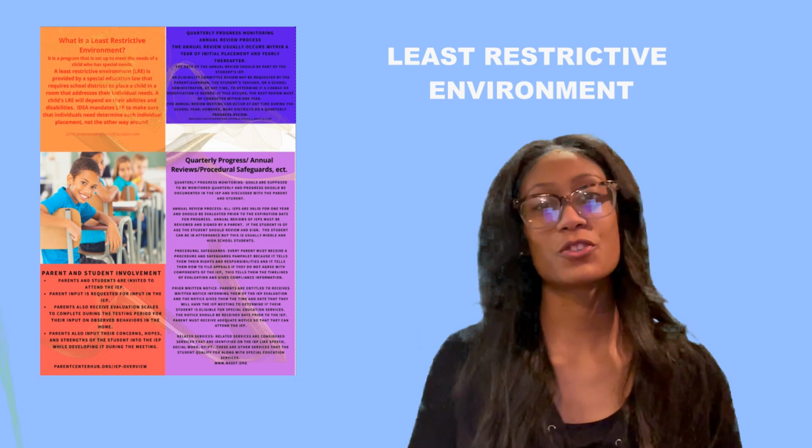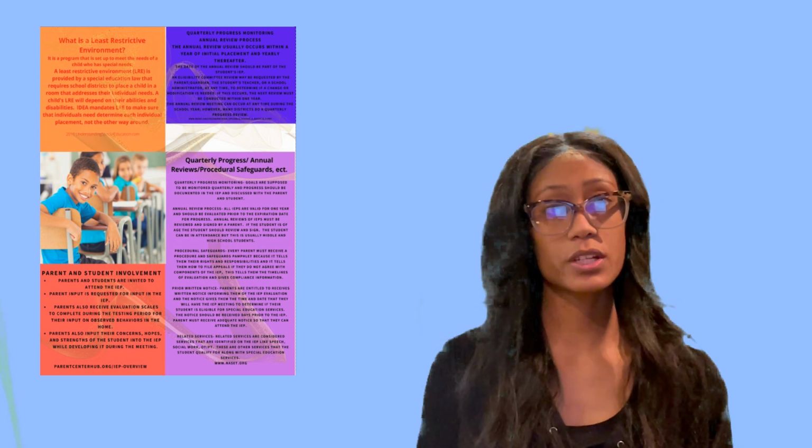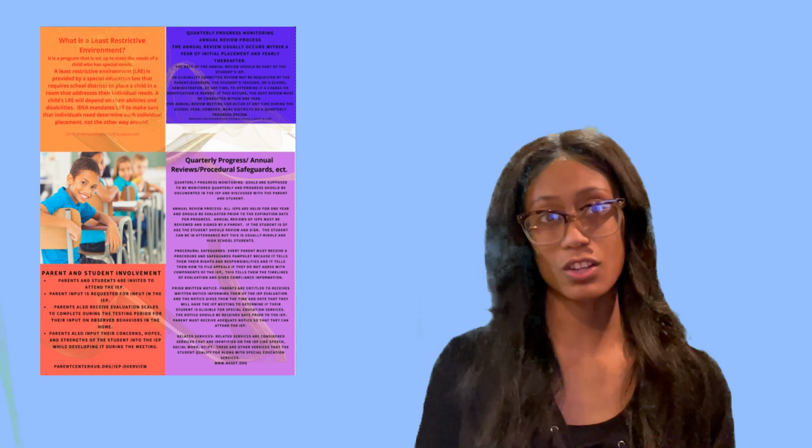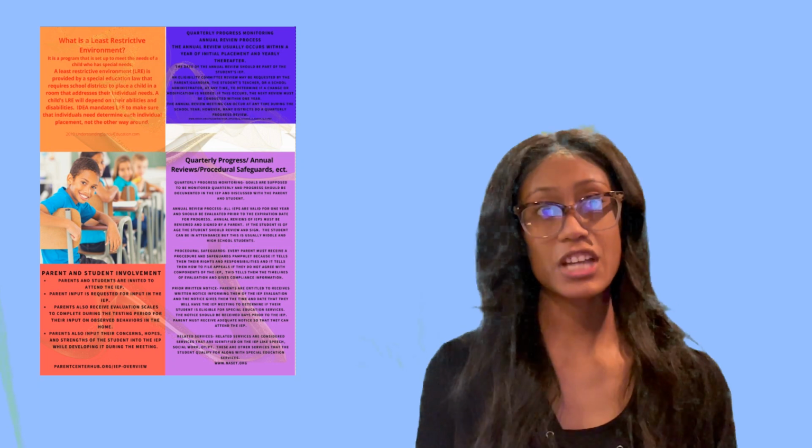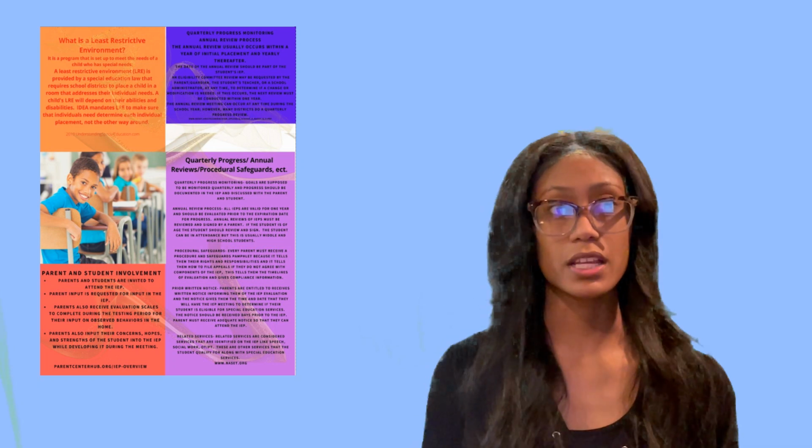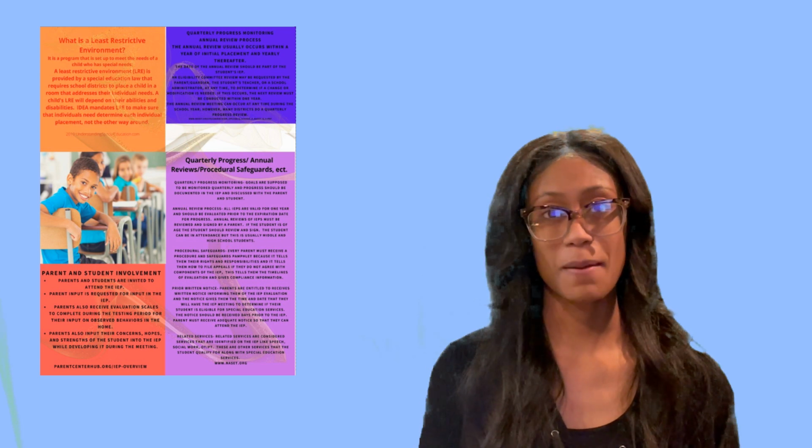What is a least restrictive environment? It is a program that is set up to meet the needs of a child who has special needs. A least restrictive environment, or known as LRE, is provided by a special education law that requires school districts to place a child in a room that addresses their individual needs. A child's LRE will depend on their abilities and disabilities. IDEA mandates LRE to make sure that the individual's needs determine each individual placement, not the other way around.